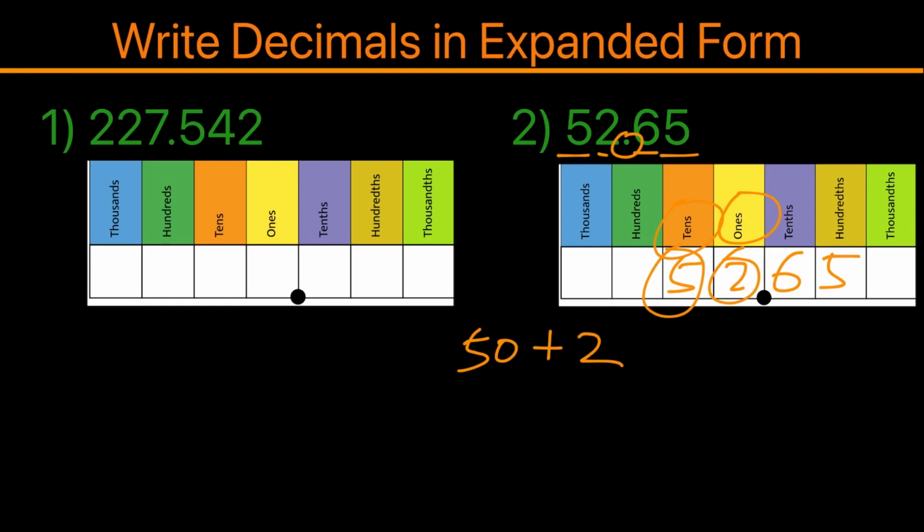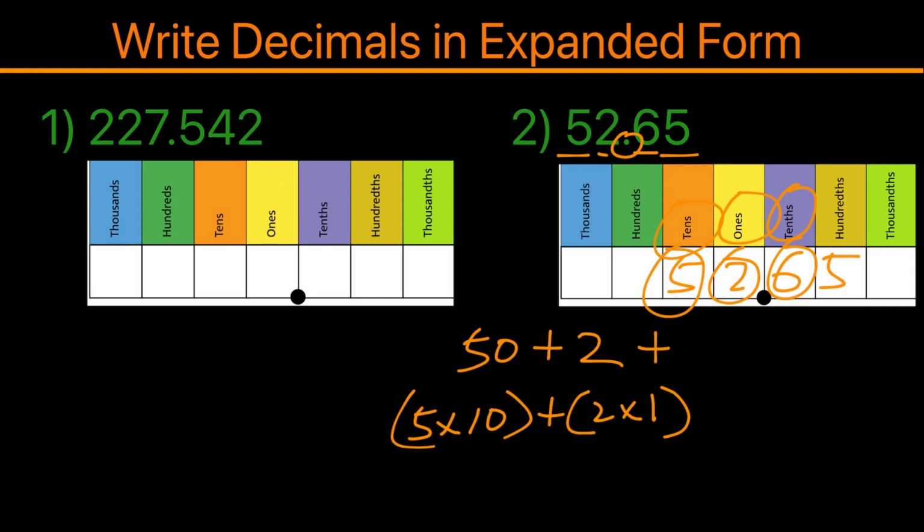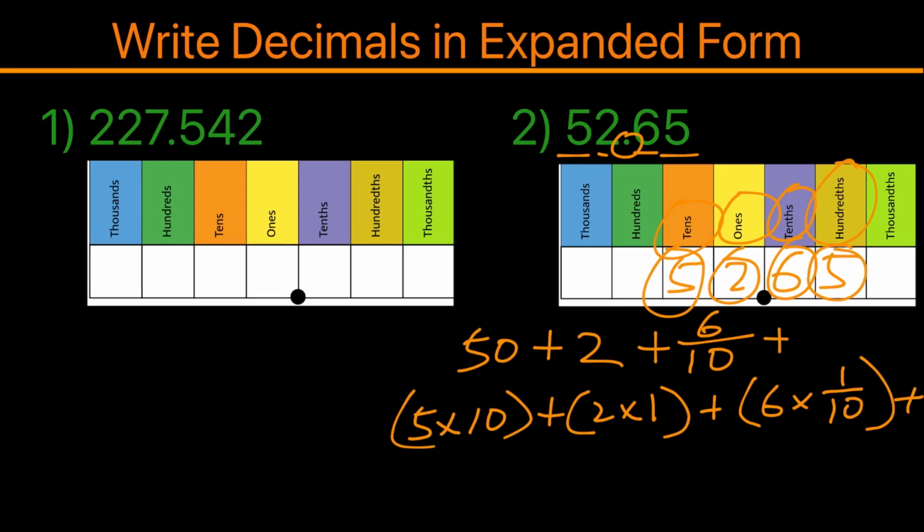And we'll go ahead and write the parentheses format as well. So we have 5 times 10. Then we have 2 times 1. Then we have the tenth. There's 6 of them. So 6 times 1/10 is 6 tenths. So that would be 6 times 1/10. Next, it would be hundredth. So 5 times 100th means it becomes 5 hundredths. And the parentheses format would be 5 times 1/100.